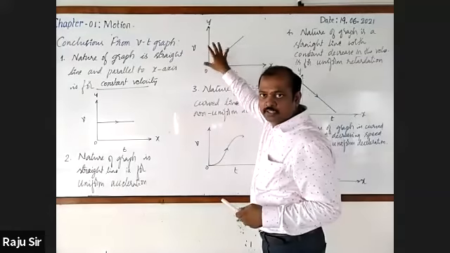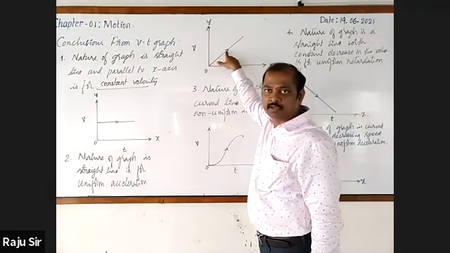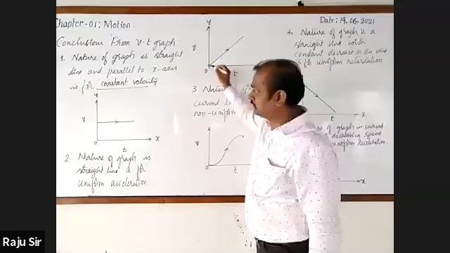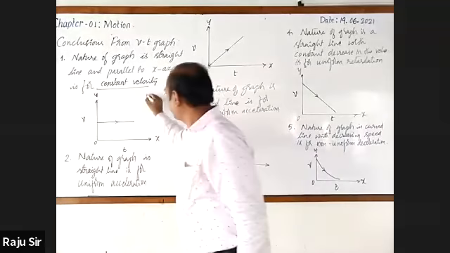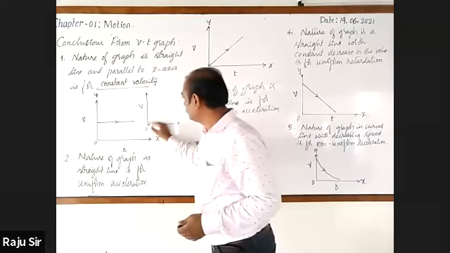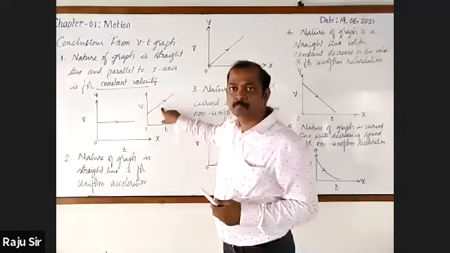Coming to this graph, VT graph, we know that it is the graph of uniform acceleration. In this case, what is the initial velocity? It is 0. Okay, it has started from the point of intersection. Just observe. Again, I am drawing VT graph. What does this straight line indicate? Uniform acceleration with some initial velocity.